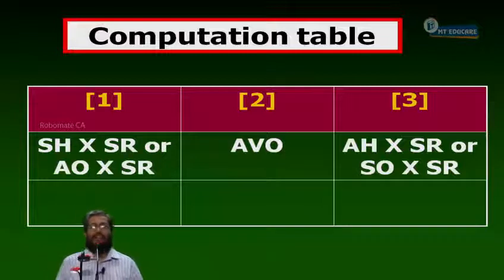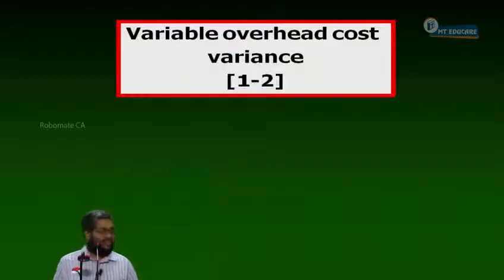Step 2 is over. Step 3, variance calculation. Center right, variable overhead cost variance. Variable overhead cost variance is 1 minus 2.